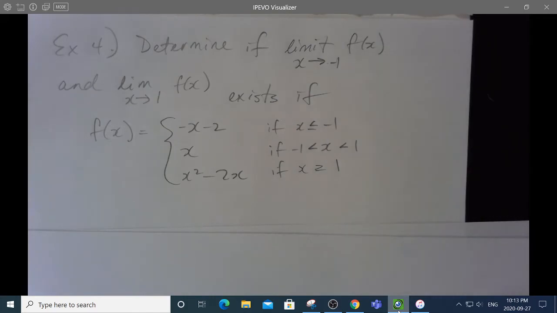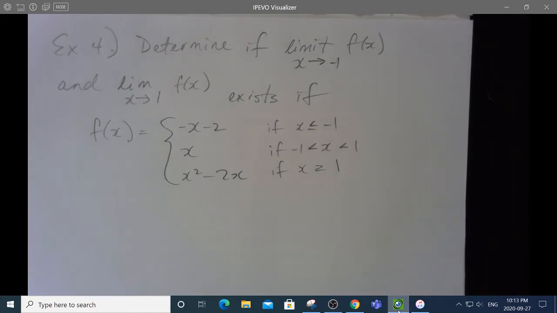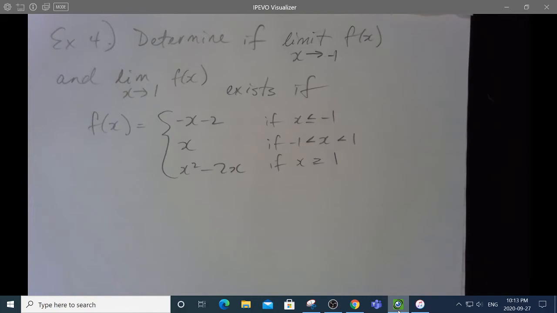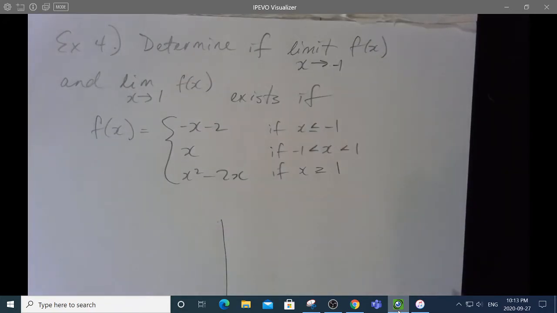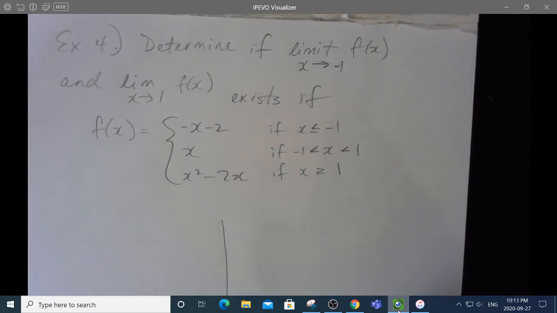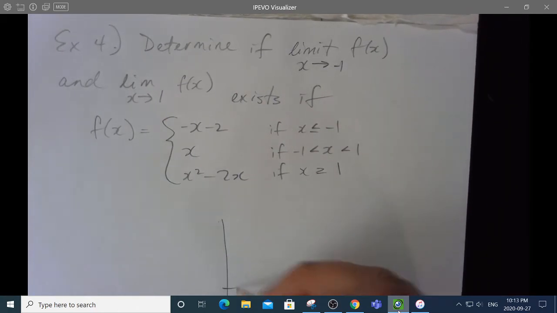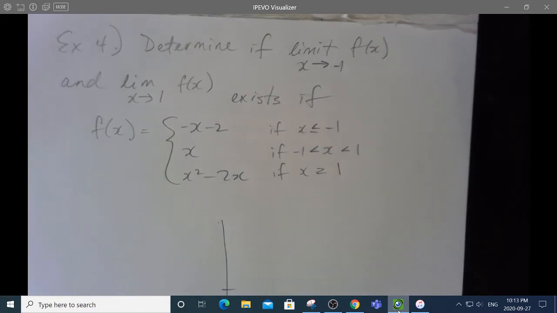All right, did you make yourself a picture? I'm going to try to make a picture as well. So determine if the limit exists as x approaches -1 and x approaches +1. So I'm going to make myself a sketch here. So 1, 2, 3, 1, 2, 3, 1, 2, 3, 1, 2, 3. Good enough, I think.